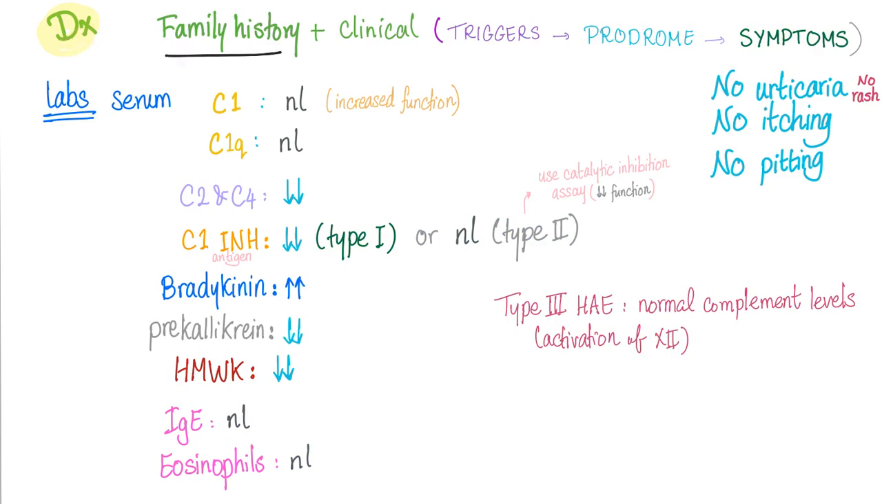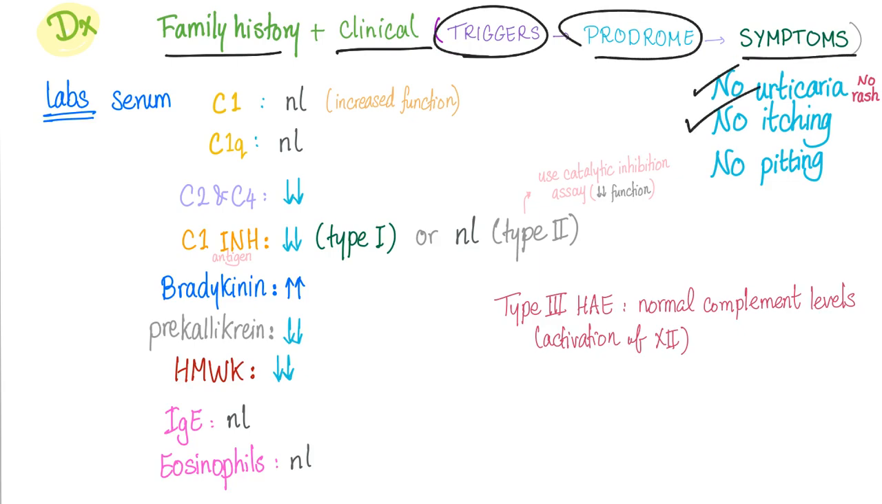First, family history, plus clinical. We have the history of triggers, prodrome maybe, and symptoms. Remember, no urticaria, no itching, and no pitting. Then let's go to the lab, the serum test.